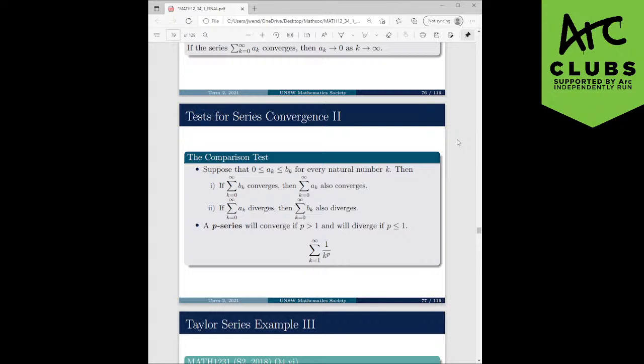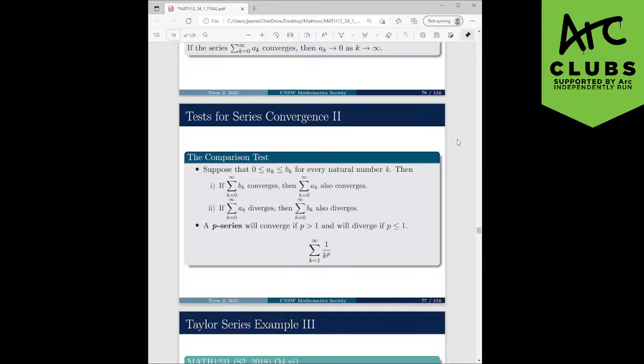And if AK diverges, so the sequence below the BK shoots up, then your BK also shoots up. If it diverges, then your BK also diverges, being above that AK. And that's pretty good. That's a nice test for convergence for series to remember. It's known as the comparison test.